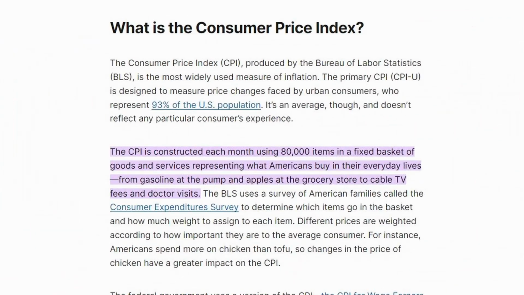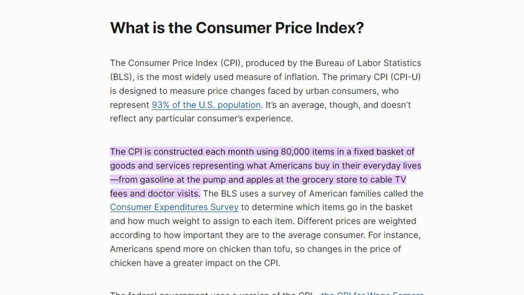But like I said in the beginning of this video, I want to give you a real breakdown. Just what is the Consumer Price Index? Why is the Fed looking at that? And how are they coming up with this information? So let me pull this up on your screen here. Let's take a look at what exactly the Consumer Price Index is.